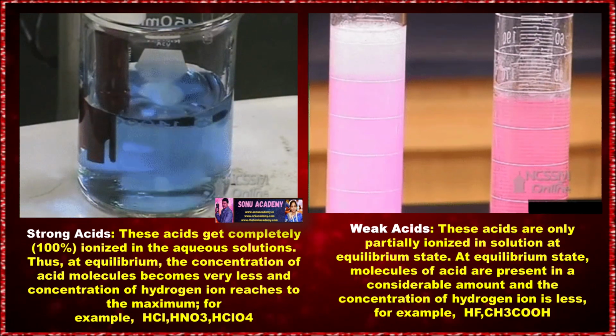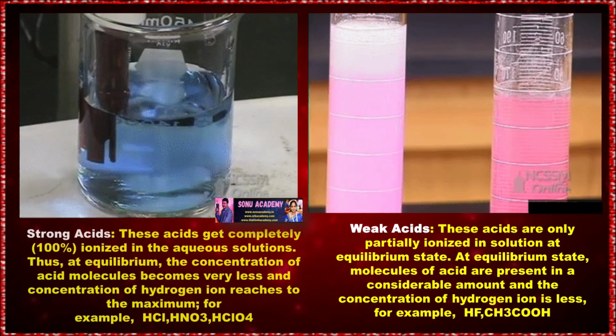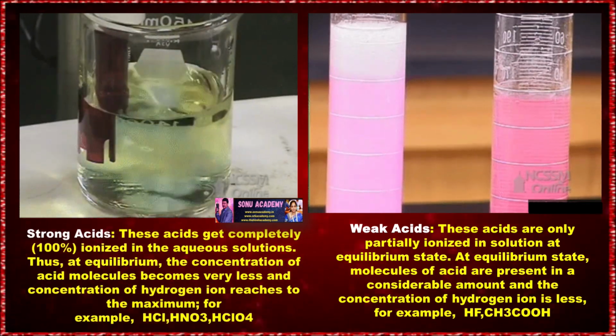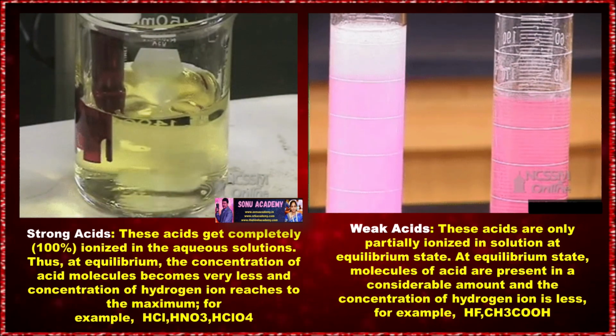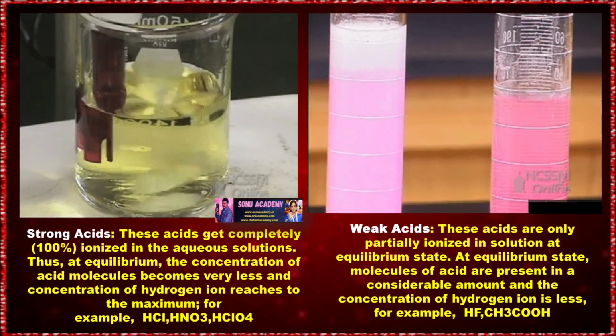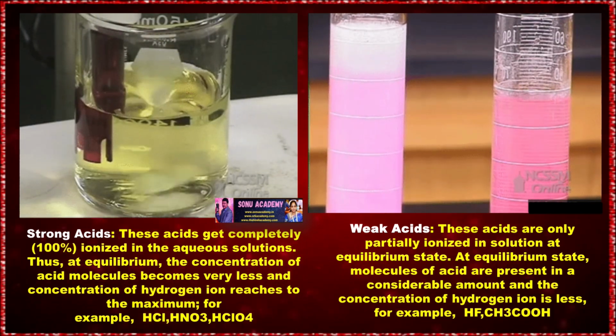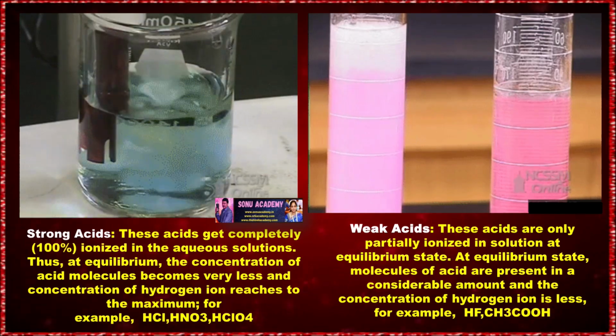HClO4. Weak acids. Weak acids are only partially ionized in solution at equilibrium. At equilibrium, molecules of acid are present in a considerable amount and the concentration of hydrogen ions is low. For example, HF, CH3COOH.